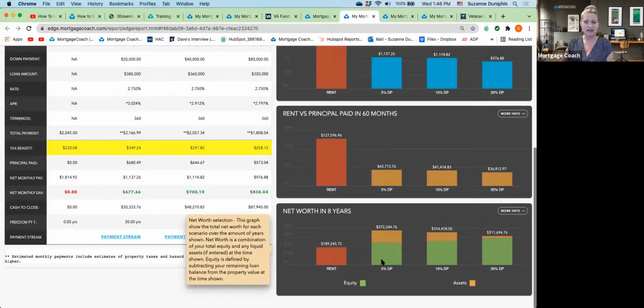Now, what I like about this is the 5% actually shows more net worth, and that's because they didn't liquidate their entire savings account for the mortgage down payment. They just put 5% down. They're keeping a lot of that in their savings, and they have those assets to build that net worth over time. All right, so rent versus own is super important.